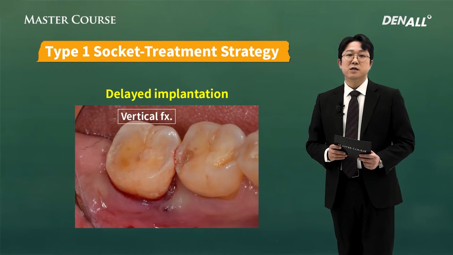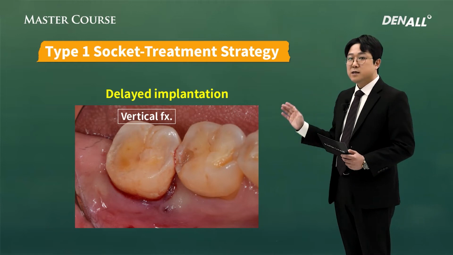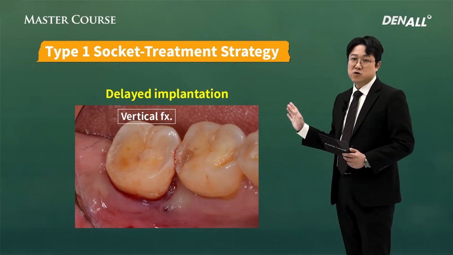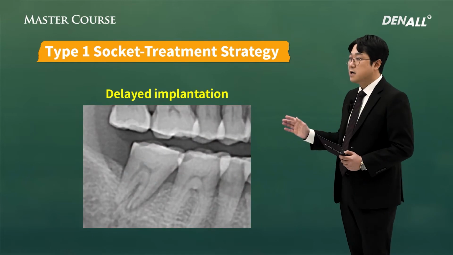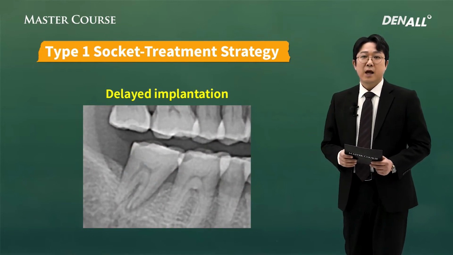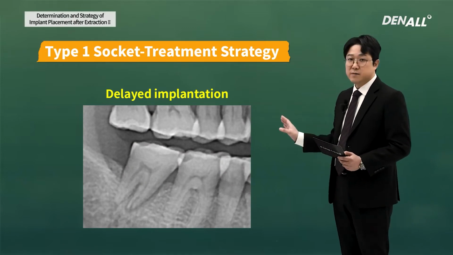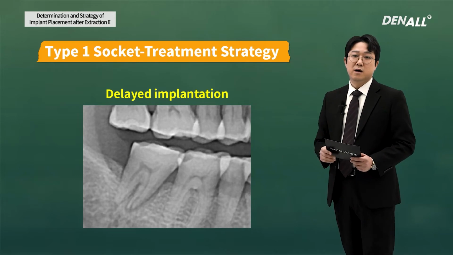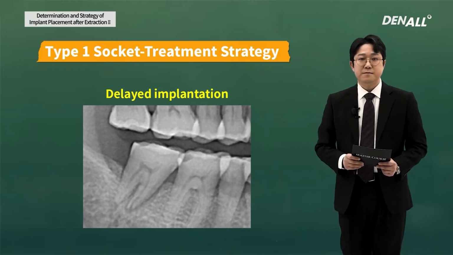Type 1 delayed placement. Let's look at that case. In number 47, there was a vertical fracture. On the X-ray, mesially, there was a vertical fracture. There's a little bit of distance from the inferior alveolar bone. However, it is not sufficient, so I chose delayed implantation.